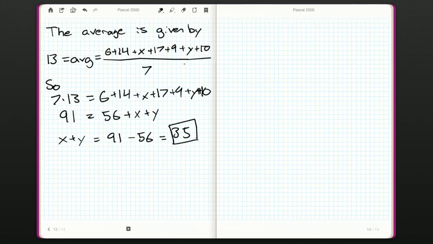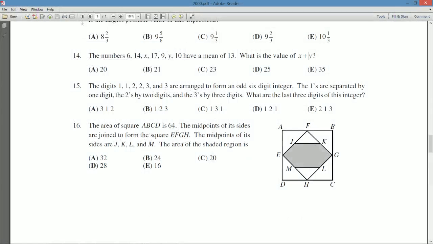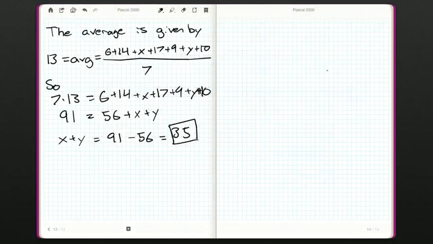So 35, final answer, and there it is, E. But if we take a look at the other answers, the 35 actually seems a little suspicious because all the other answers are in the 20s. Nevertheless, the math says 35, and math is never wrong, only the mathematicians who use it. So E, 35, I think we're pretty confident that's the answer.